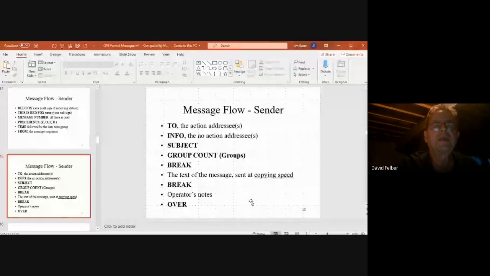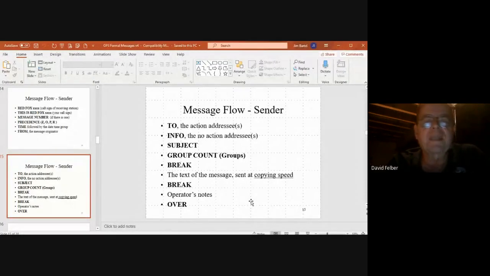Okay. The message flow from the sender again, 2 is the action addressee. 2, Red Fox 7-9er. I'm not going to have an info address. Subject, training plan. Group count, 03, over. Break. Group count, 03, break.